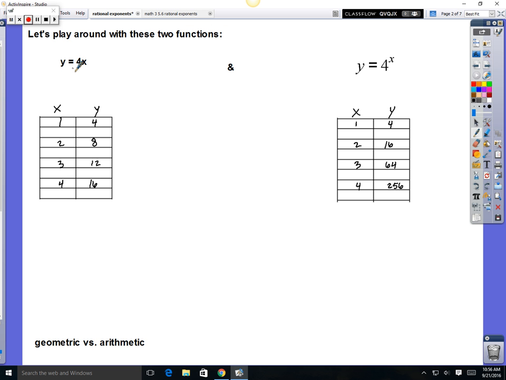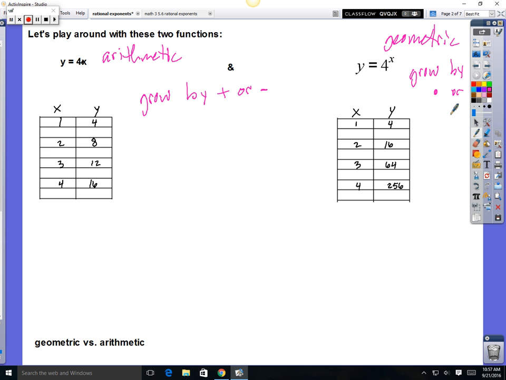Okay, now let's look at these functions. We've got a linear, y equals 4 times x, and an exponential, y equals 4 to the x. Geometric versus arithmetic. Linear functions can be described as arithmetic, and exponential functions can be described as geometric. Arithmetic means they grow by addition, or I guess they shrink by subtraction. Geometric, grow by multiplication, or they shrink by division.